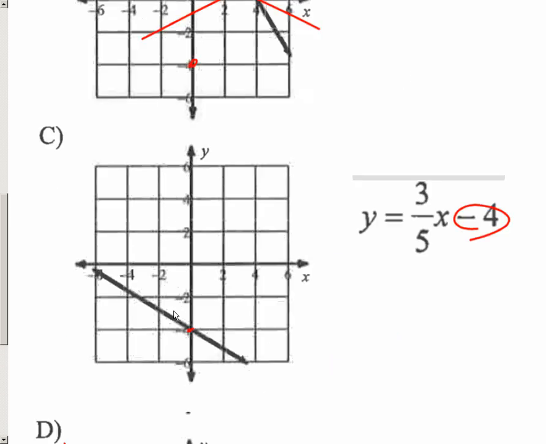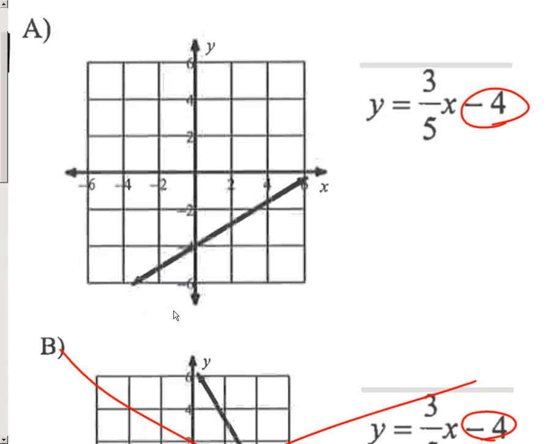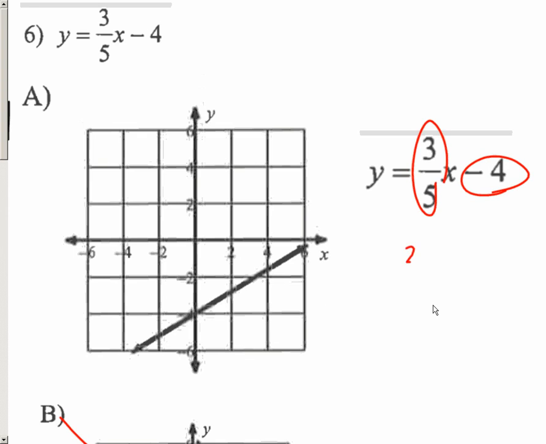So now we'll come back up, and we've got to determine between A and C. So let's look at the slope. It should go up 3 and over 5. So we start here at a y-intercept, and we're going to go up 3. 1, 2, 3, and then to the right 5. 1, 2, 3, 4, 5, and it's right on the line.